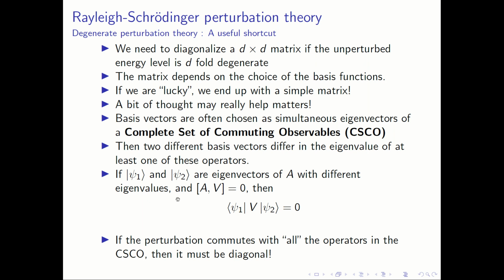If we can find the CSCO, or complete set of commuting observables, such that the perturbation commutes with quote unquote all the operators in the CSCO, then this matrix that we have to diagonalize will have zero elements everywhere outside the diagonal, which means it will start out being diagonal. Of course, here all is within quotes, because you have to realize that one of the operators in the CSCO is the Hamiltonian, and our perturbation presumably does not commute with that. If it did, then our entire job would have been much simpler.